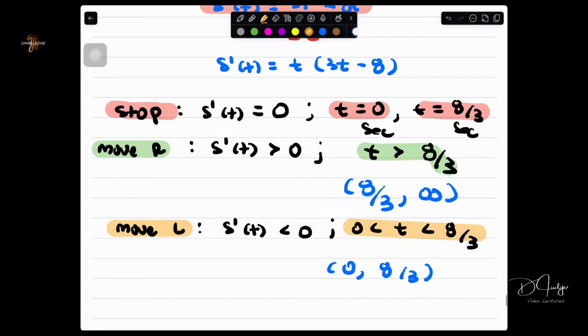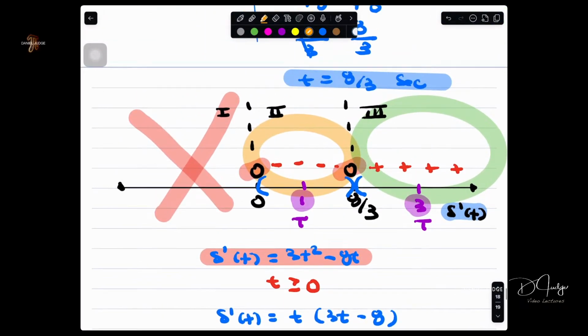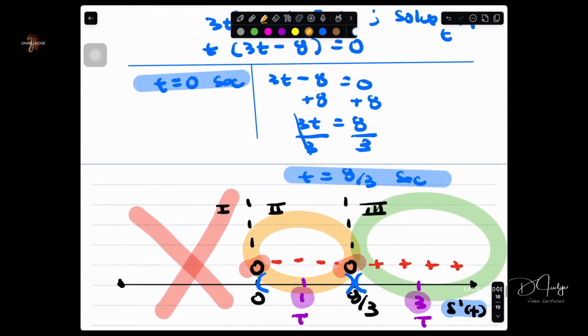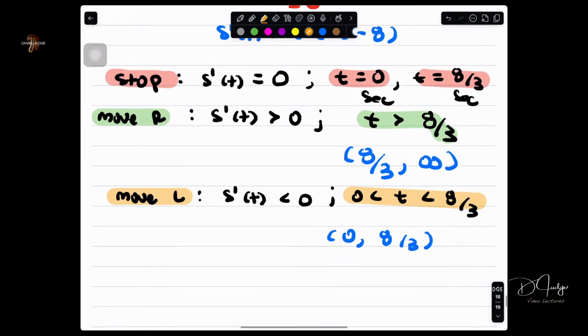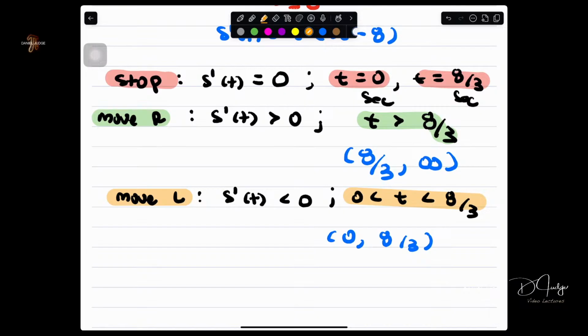So this is the conclusion for question 4. This is why you did sign analysis on that first derivative. This is describing motion, direction, left, right. When does it stop? And that's what you're looking at for number 4. Okay.